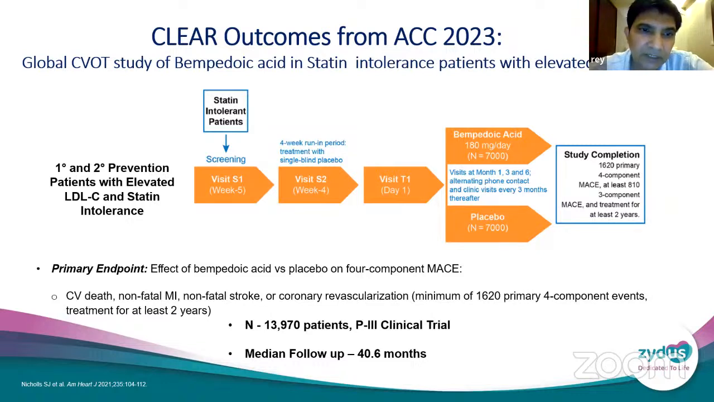The primary endpoint is the effect of bempedoic acid versus placebo on 4 components of major adverse cardiac events: cardiovascular death, non-fatal myocardial infarction, non-fatal stroke, or coronary revascularization. The number of patients included was around 14,000, and the median follow-up was around 40 months.